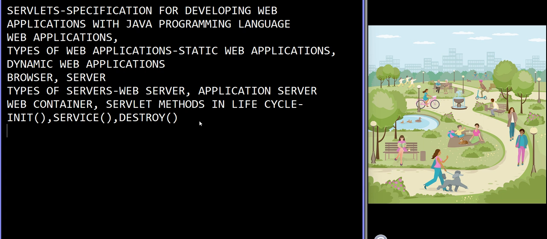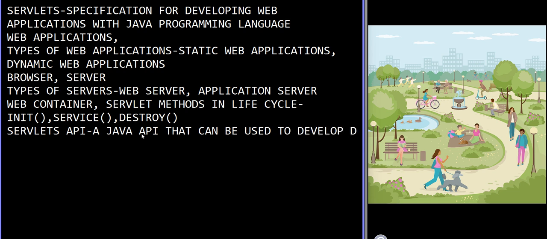We will see one more topic, that is the Servlets API. The Servlets API is nothing but a Java API useful to develop dynamic web applications. Servlets can be useful for developing web applications, mostly static. In this API, we can develop dynamic web applications.